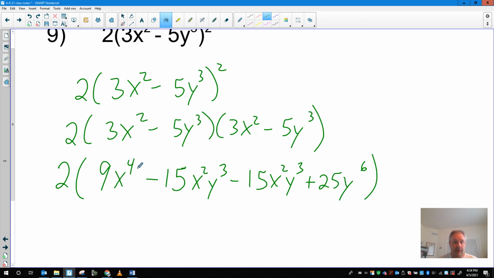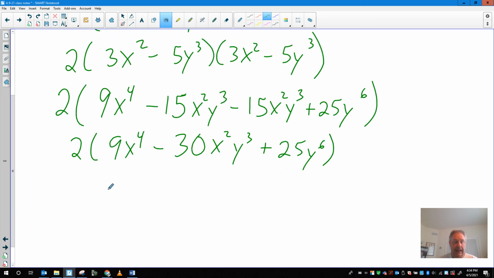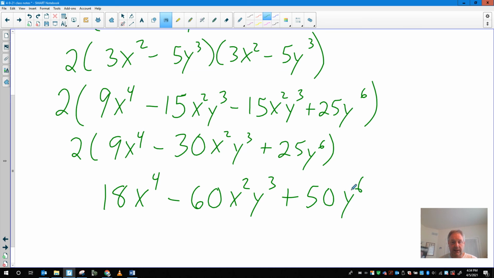Distribute the 2. Let's combine our like terms first. So this would be 30. Again, when you add or subtract, they have to be like terms. We don't change our exponents. And distribute gives me 18x to the fourth minus 60x squared y to the third plus 50y to the sixth.